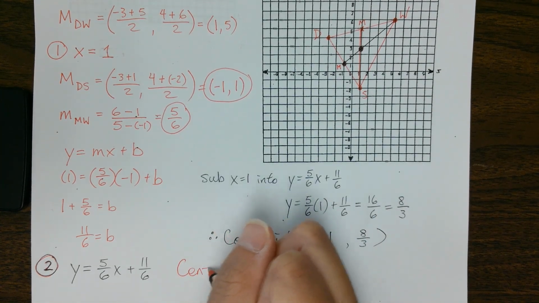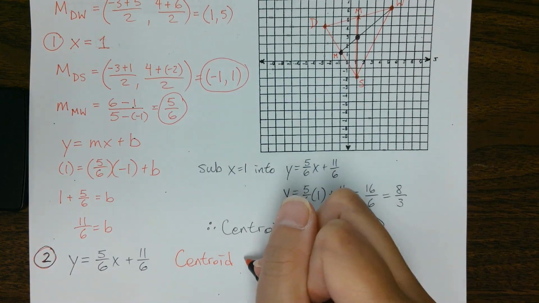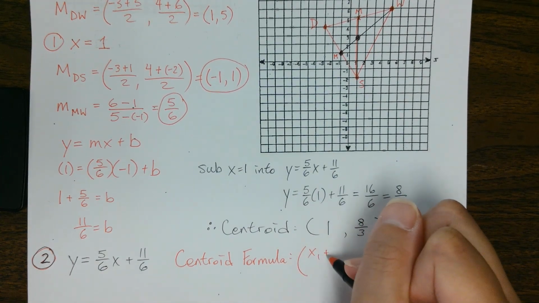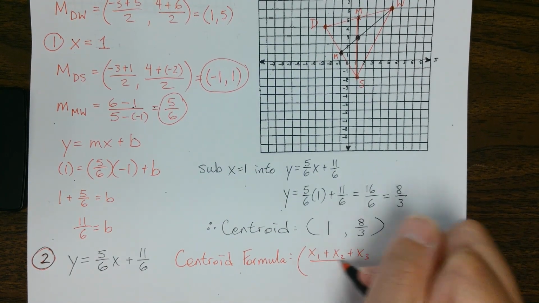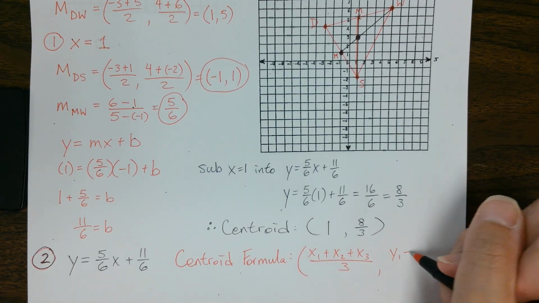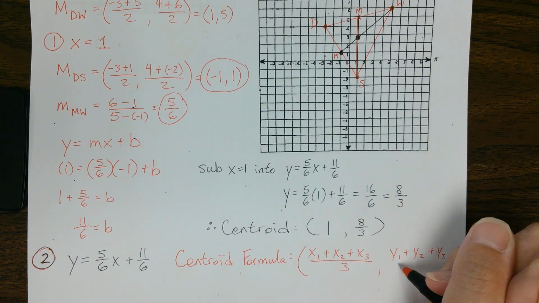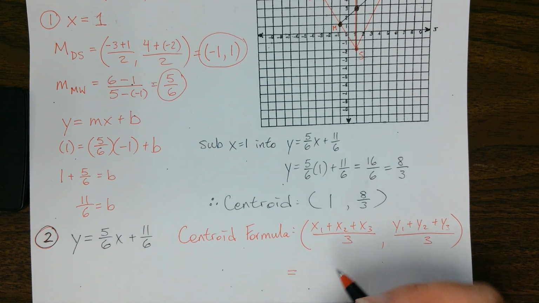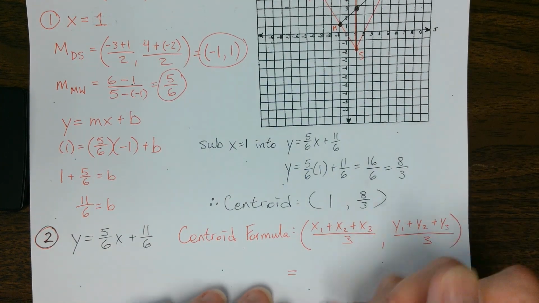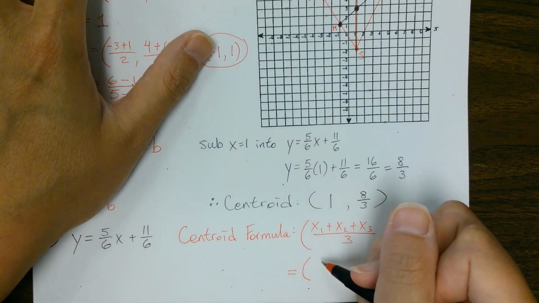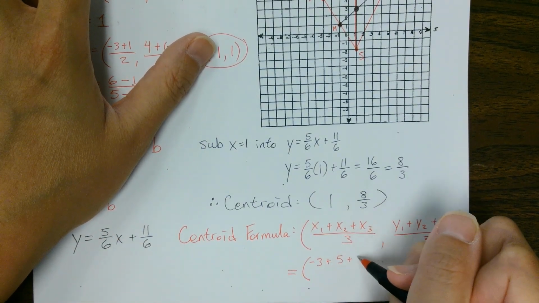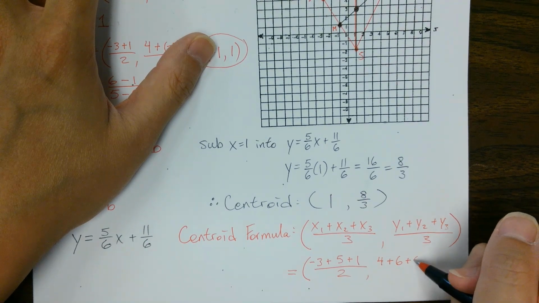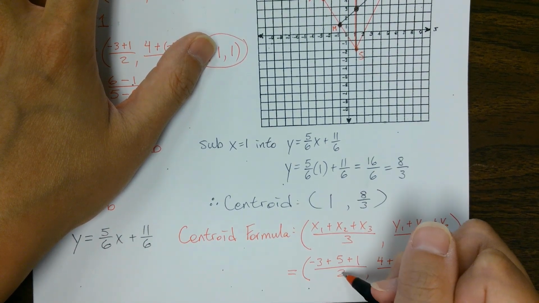So there is actually a centroid formula. Centroid formula: x1 plus x2 plus x3 divided by 3, y1 plus y2 plus y3 divided by 3. Let's see what happens. So sub in the values between D, W, and S. So -3 plus 5 plus 1 divided by 3, 4 plus 6 plus -2. Oh, sorry, divided by 3.